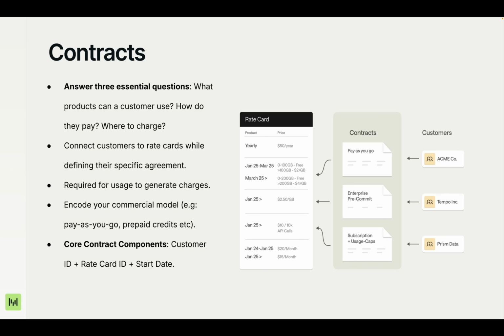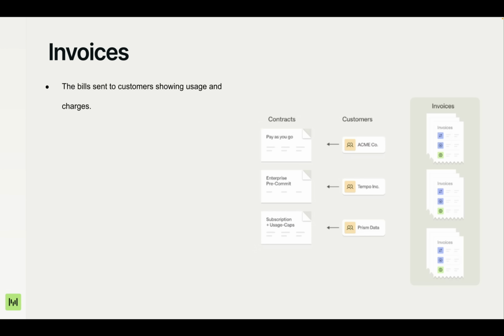Let's look at invoices now. Invoices are the actual bills sent to your customers showing their usage and associated charges. Invoices are derived automatically from the contract settings you've configured. And they come in two types: usage invoices, which capture consumption, and scheduled invoices for fixed or recurring charges.